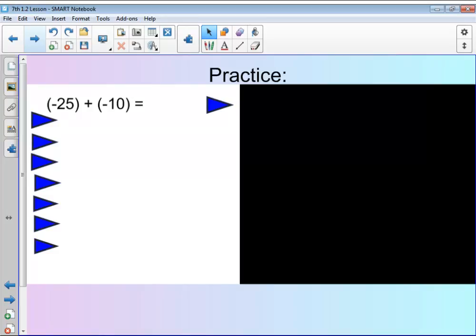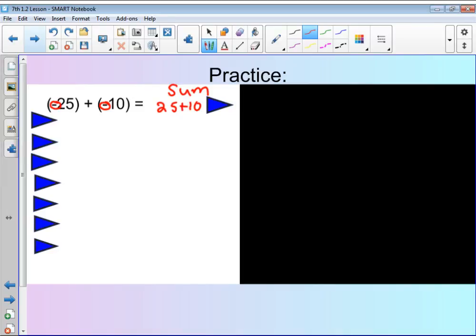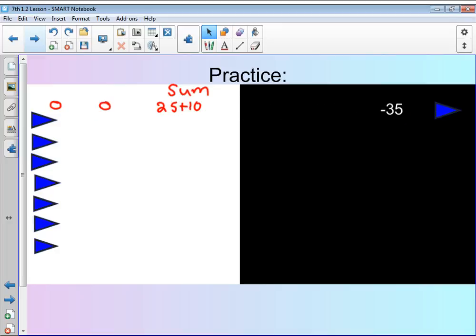Okay, so we have negative 25 plus negative 10. So first of all, is that same symbol or different symbols? Same or different? Those are same. So we're going to find the sum, which means to add. Okay, so 25 plus 10 is what we're going to think. That's going to give me 35. Same symbol, find the sum, apply the same symbol. So 35, the same symbol is negative, it would be negative 35. Okay, let's try the next one.